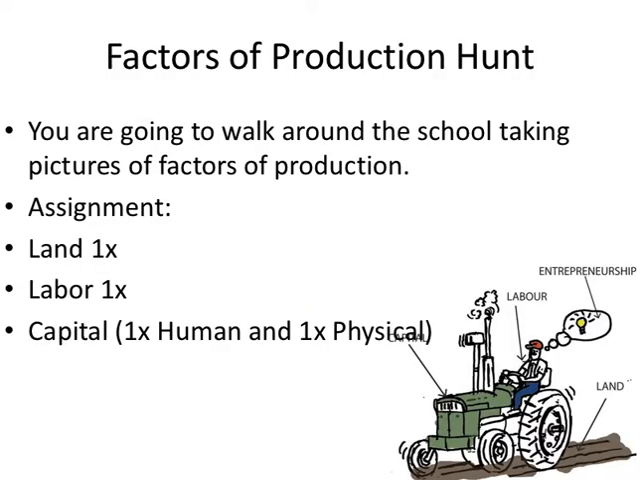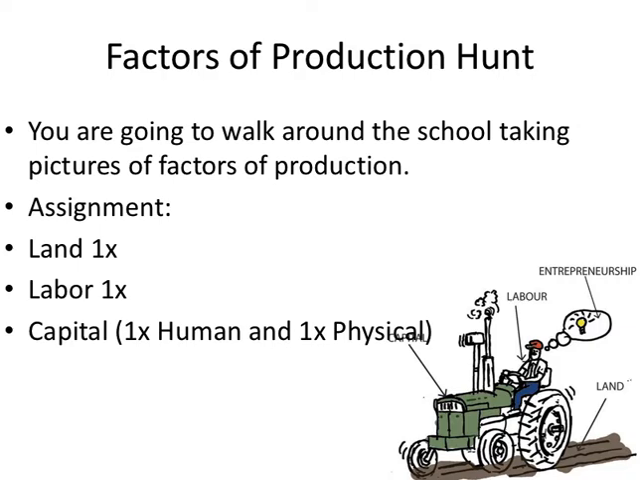So for the homework that you'll be working on today in class, you're going to walk around the school and take pictures of factors of production. I want you to take a picture of land, labor, and capital, and when I say capital, I want a picture of one human capital and one physical capital. Then in the document that you'll find in Schoology, you're going to take these four images and put them into the Word doc. From there, you are going to explain to me in your own words why that image relates to that factor of production. So, for instance, let's say land.